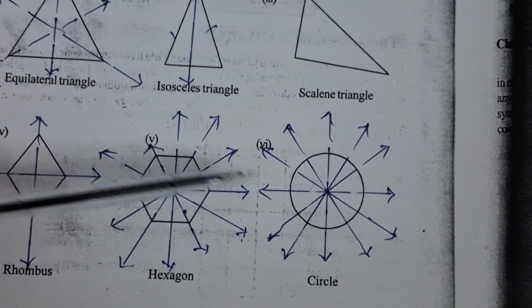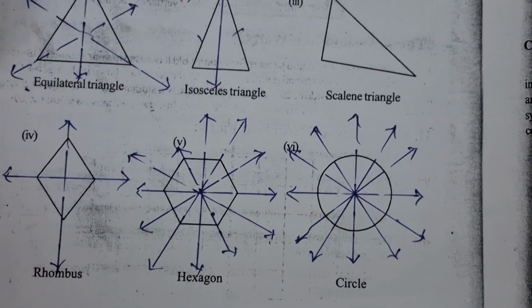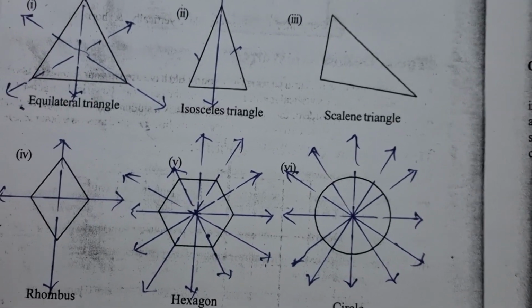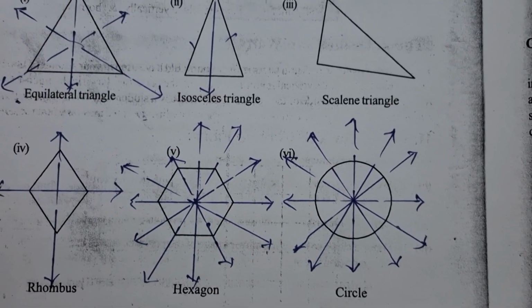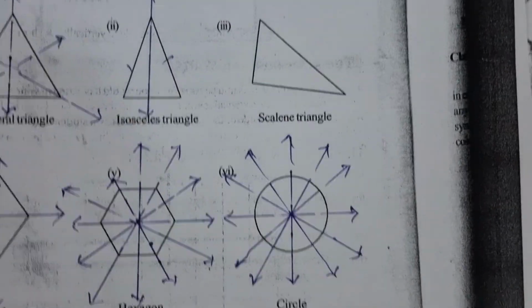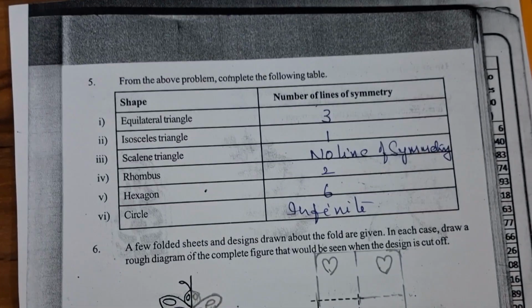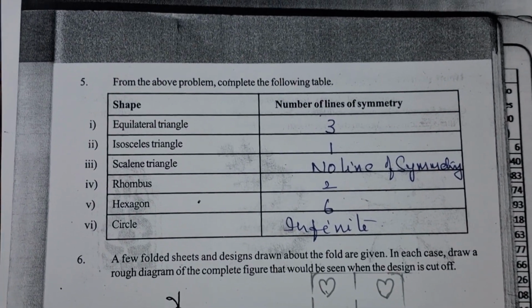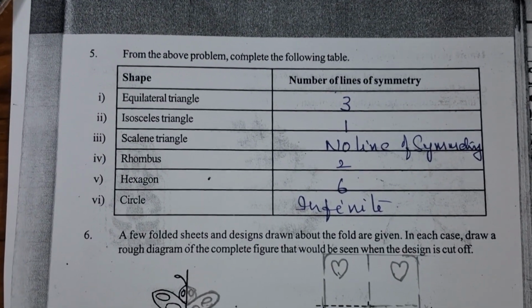And if you see the circle, infinite number of lines of symmetry you can draw, children. Few I have drawn. Remaining infinite number of lines of symmetry you can draw. Basing on this figure, you have got a problem here. You see, children, third one. From the above problem, complete the following.